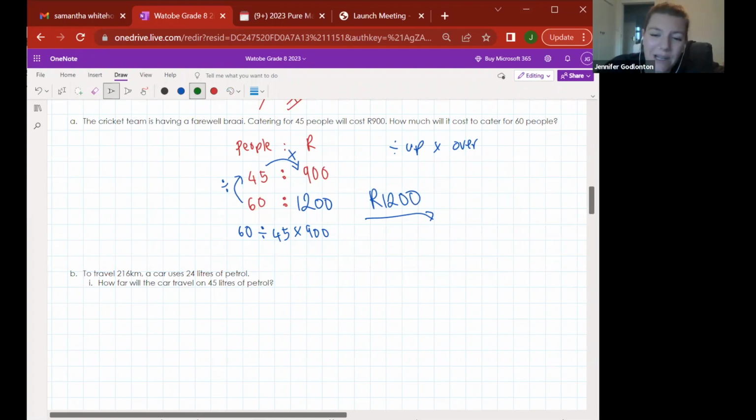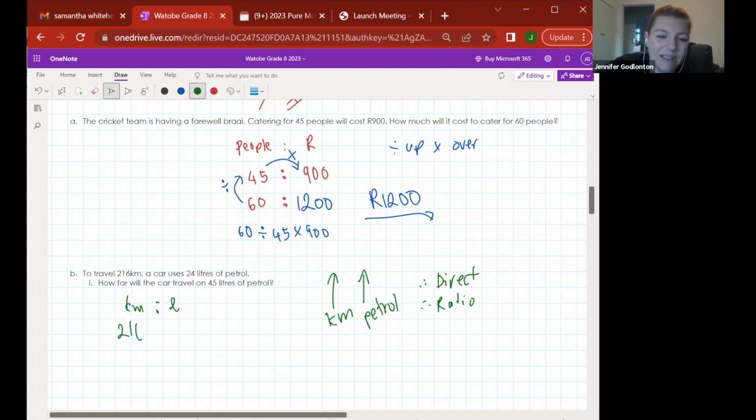Unfortunately, because of the world we live in, the further we drive, the more petrol we use. So the more we drive, the more petrol we use. So it's direct. And if it's direct, we're going to use ratio. So we have kilometers and we have liters. 216 kilometers is going to take 24 liters. And we want to know how far I'm going to travel on 45.